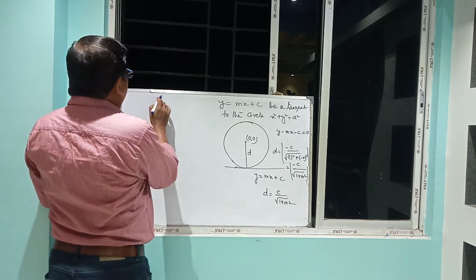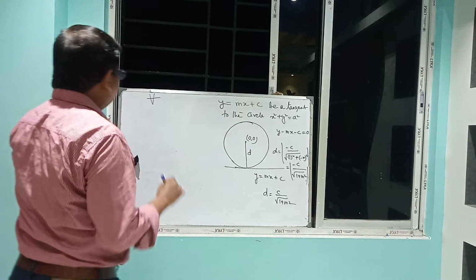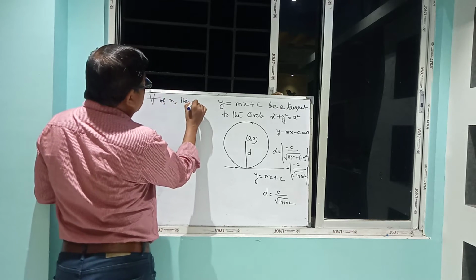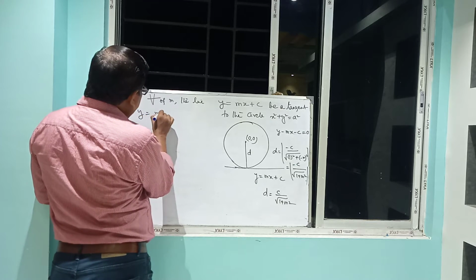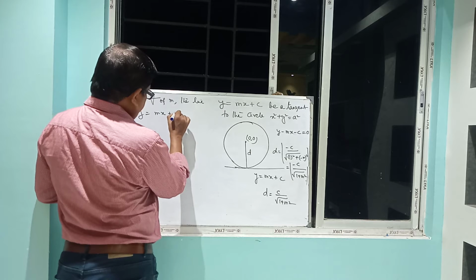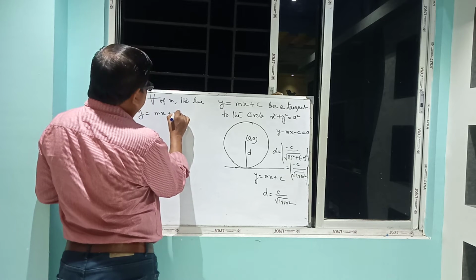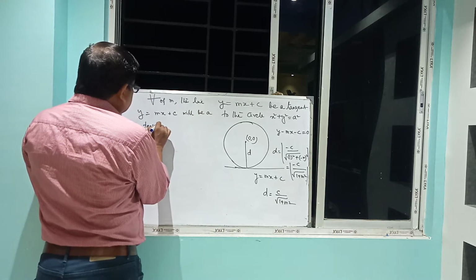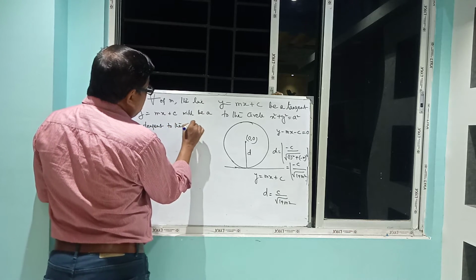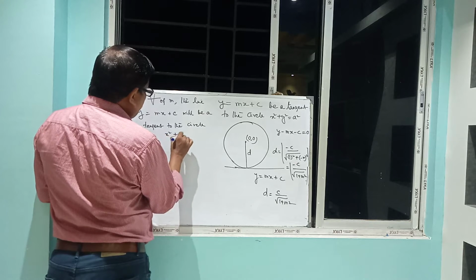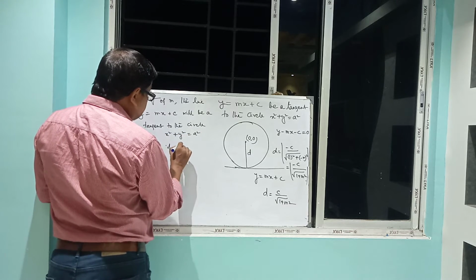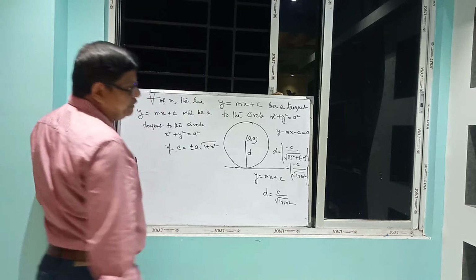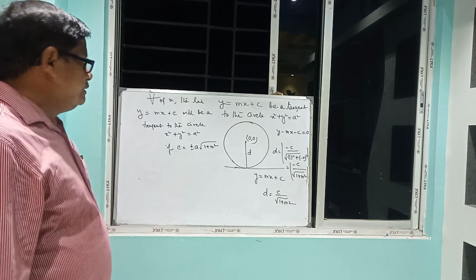Right. For all values of m, the line y equal to mx plus c will be a tangent to the circle x square plus y square equal to a square if c equal to plus minus a root 1 plus m square, because the constant is there, that's why plus minus. Okay, this is the tangent.